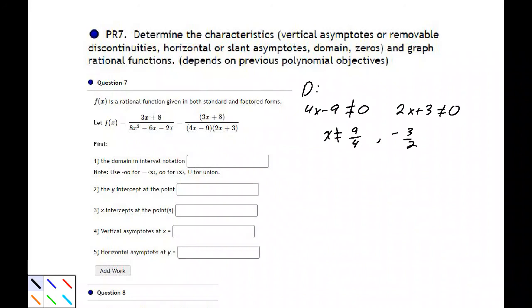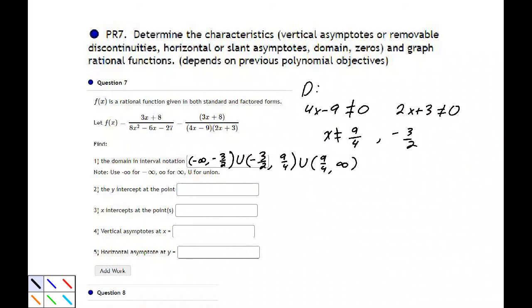So my domain, in interval notation, will begin at minus infinity, so parentheses minus infinity. I'm going to choose all of my negative numbers except for negative 3 over 2. So this interval will go up to negative 3 over 2. Negative infinity, comma, negative 3 over 2, parentheses, union, parentheses, negative 3 over 2, comma, all the way up to 9 over 4, close parentheses, union, open parentheses, 9 over 4 to infinity. So we've taken every real number except for those two.